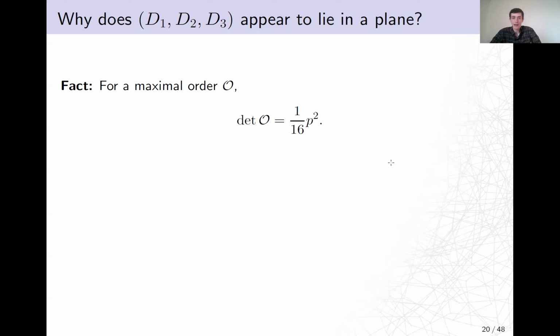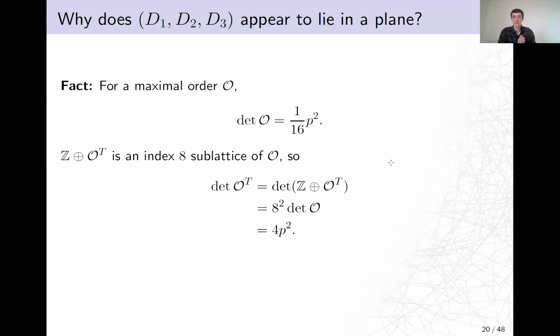An important fact is that maximal orders all have the same determinant. Namely, under this inner product I defined before, 1/2 times the trace of x y bar, the determinant is 1/16 times p squared. Now for any maximal order, the Gross lattice lives inside the maximal order in a very precise way. Namely, if you take the Gross lattice and take the orthogonal direct sum with the integers, you get an index 8 sublattice. And using this fact, we can actually show that the determinant of the Gross lattice is 4p squared.